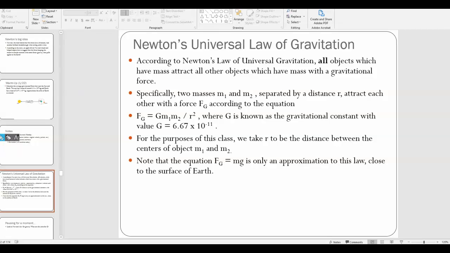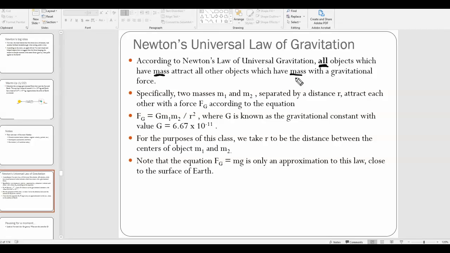We'll talk more about this equation momentarily. But basically, under Newton's law of universal gravitation, the idea is that all objects which have mass attract all other objects which have mass with a gravitational force. Now, all means all. Every object in the universe, if it has mass, which is the important quantity, attracts, meaning pulls towards, all other objects that have mass with a gravitational force. So there's a gravitational force between you and the person next to you. There's a gravitational force between your cell phone and your head. You might not notice it because it's so small, but it is in fact there. You can calculate it, you can measure it.